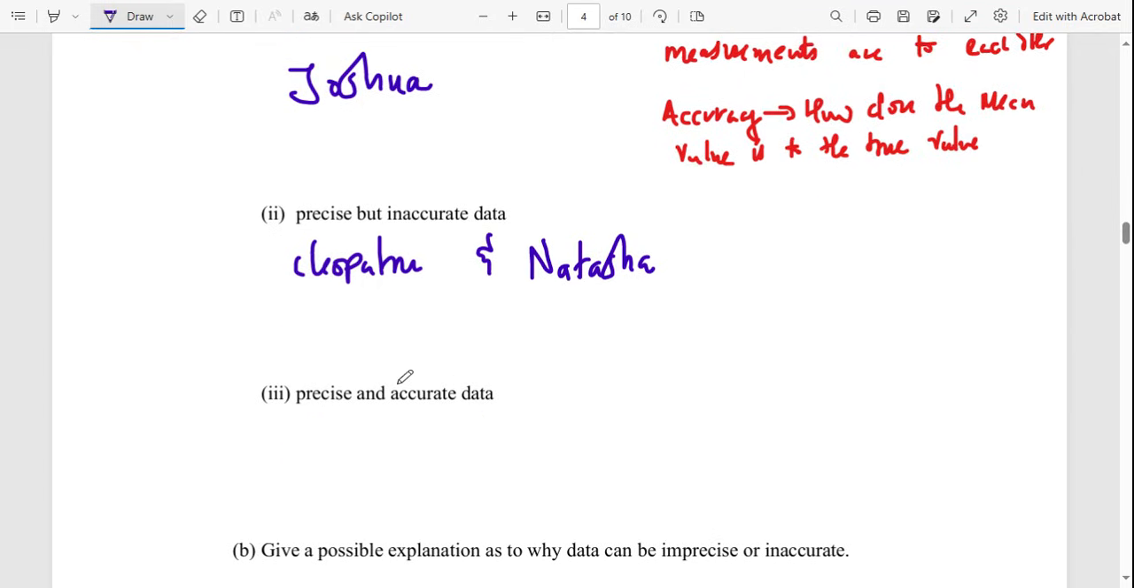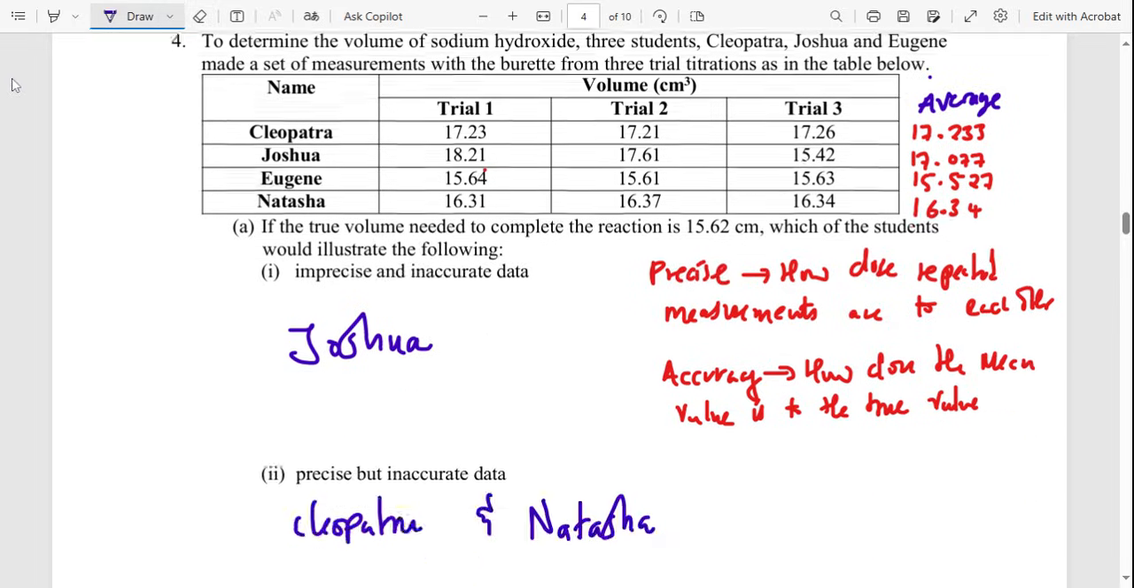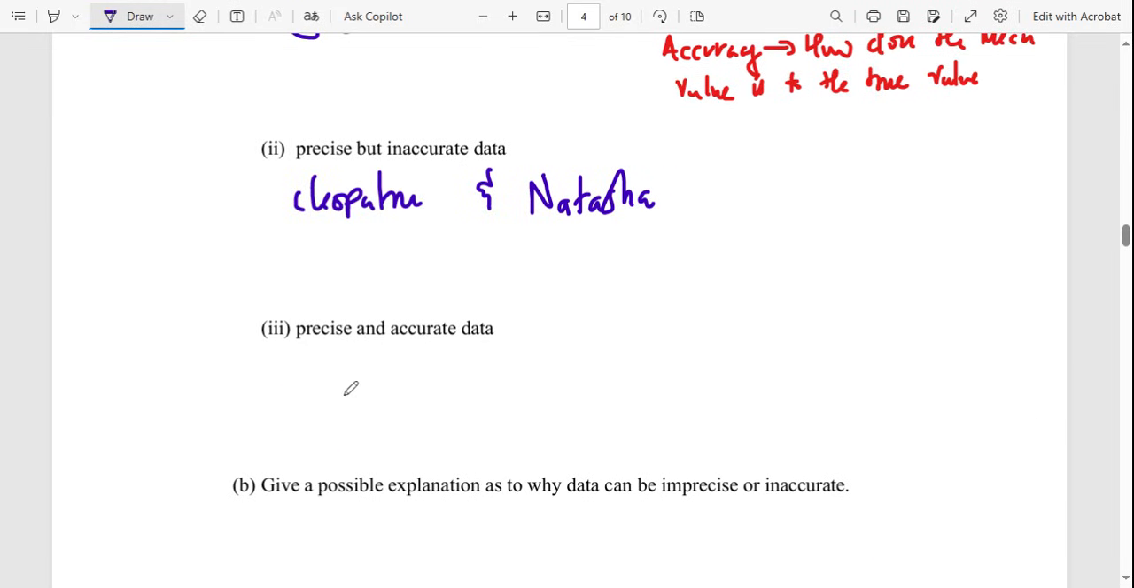The third one is saying precise and accurate. Precise means the values are repeated and they're close to each other. Accurate means the average is close to the mean, to the true value. So you can see for Eugene, 15.5 is not too far from 15.62. So that is accurate. And then the values themselves are also close to each other. In other words, every time you are accurate, just know that you are also precise, because you can't be accurate but not precise, but you can be precise but not accurate. So Eugene is the guy. Okay, be like Eugene.